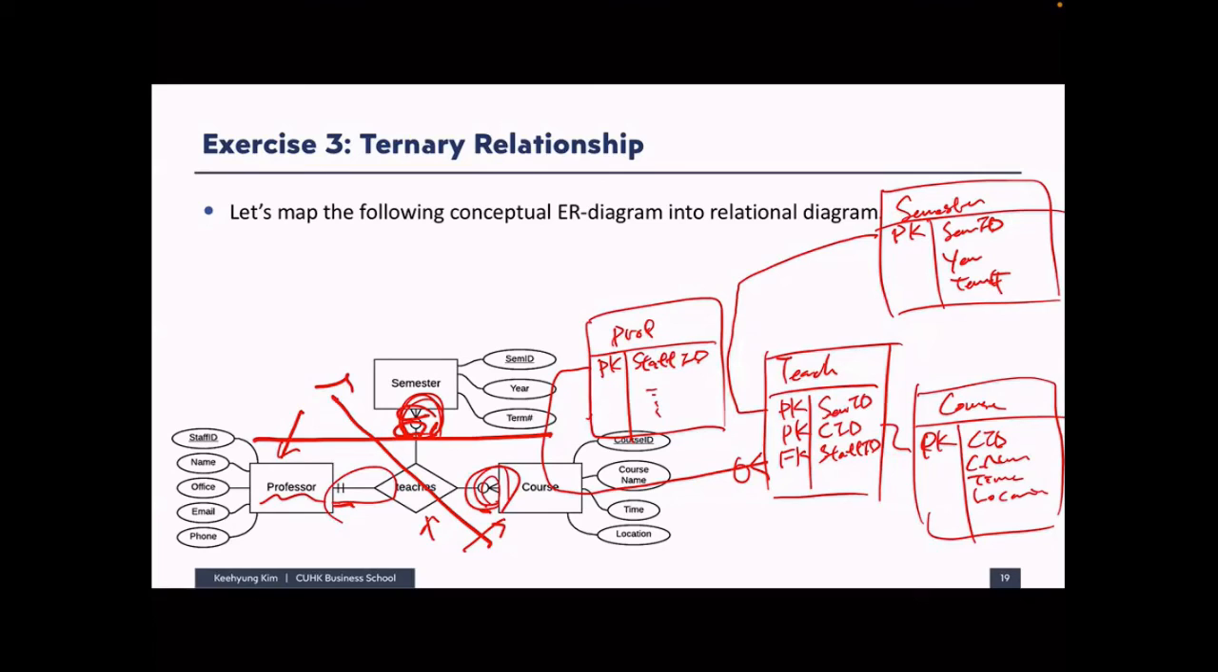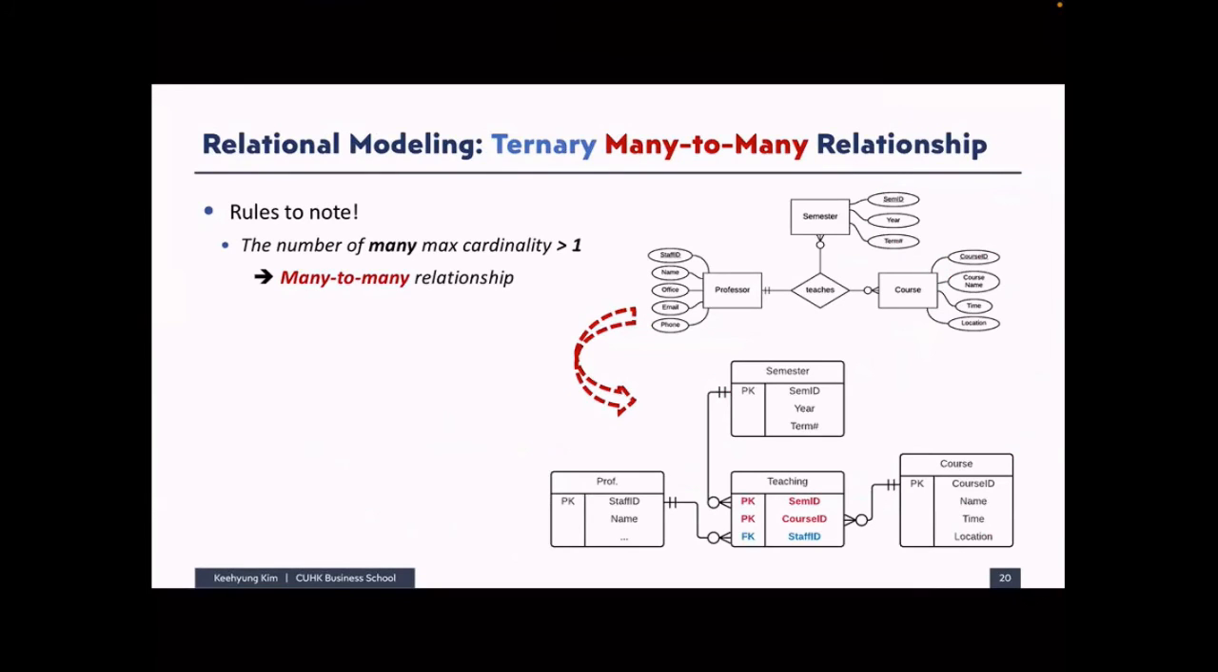Actually, there is a solution in the next page, so let's look at that. It will be easier. So basically, this is the solution here. When you have a many-to-many ternary relationship, in that case, it will look like this. So the rule I summarized here, you can just follow this rule when you have a many-to-many ternary relationship.